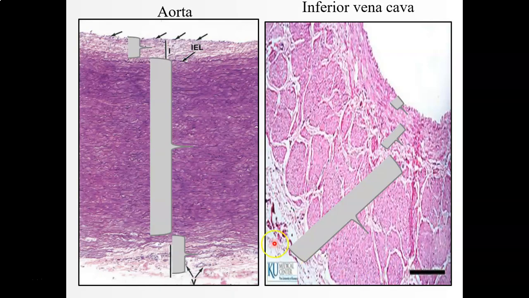Look at this diagram. This is the intima, 10%. This is the intima of inferior vena cava, 10%. The media here, 70% of the whole thickness. The media here is only 20% of the whole thickness of inferior vena cava. In the aorta, we have many elastic laminae and few muscle fibers, while here in the inferior vena cava, we have smooth muscle fibers with few elastic fibers.